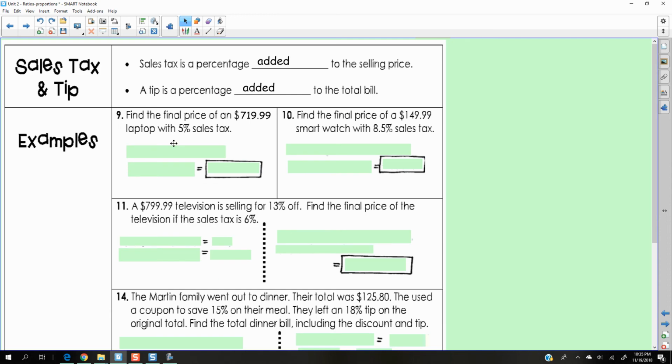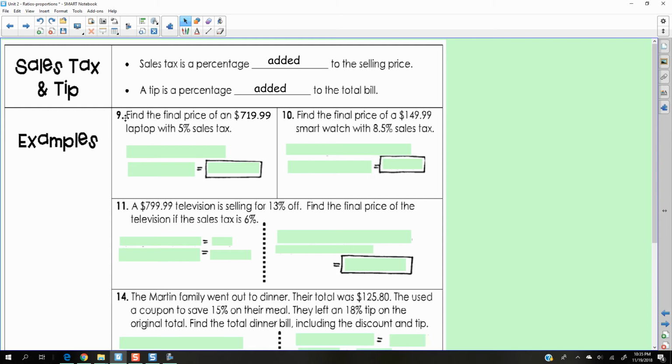Okay, welcome back. I hope you did well on that. All right, so now we're going to figure out sales tax and tip. When you go to the store and you buy a candy bar for 99 cents, it's not 99 cents because there's always tax included. So that is always added to the selling price, as well as a tip. You go to a restaurant, you leave a tip, that's added to the total bill as well.